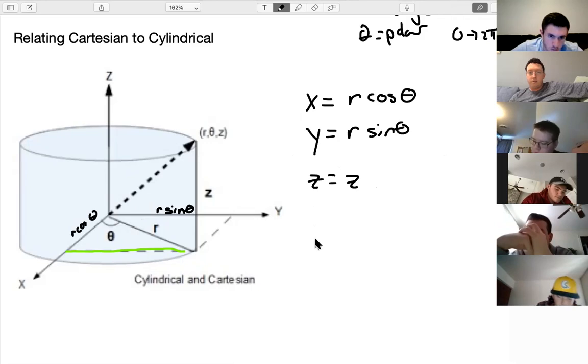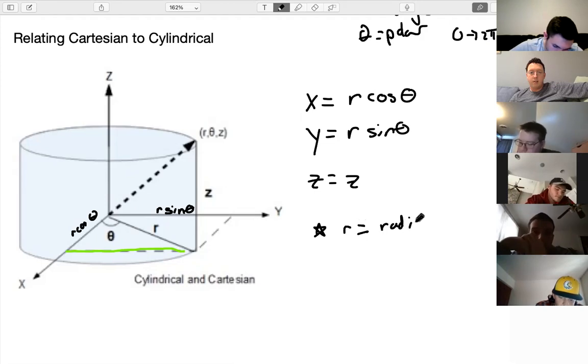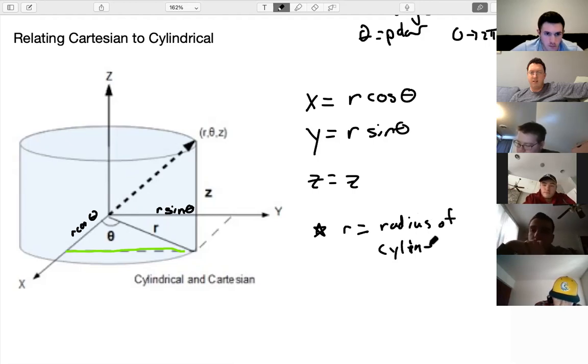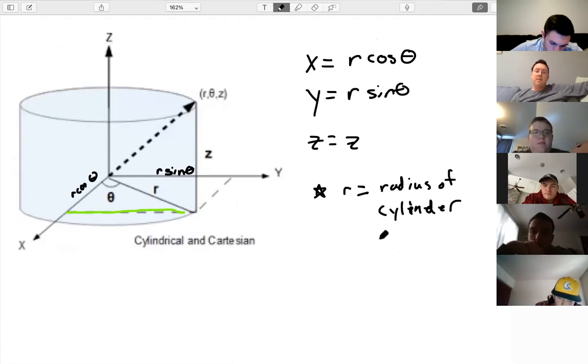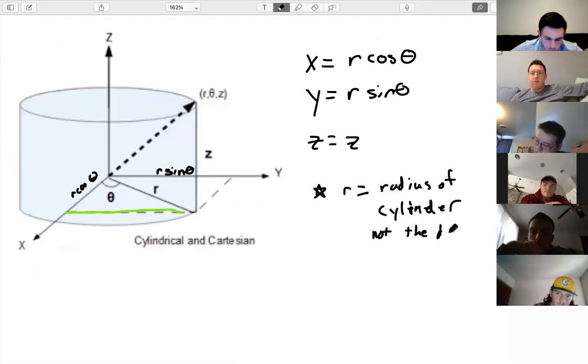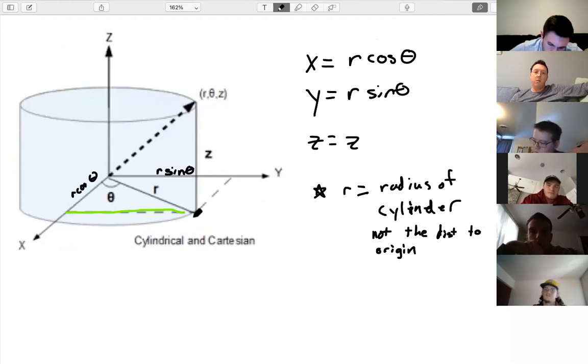r, though, that's important to note. r is the radius of the cylinder. Radius of the cylinder, not the distance to the origin. Right? So r is the radius of the cylinder.